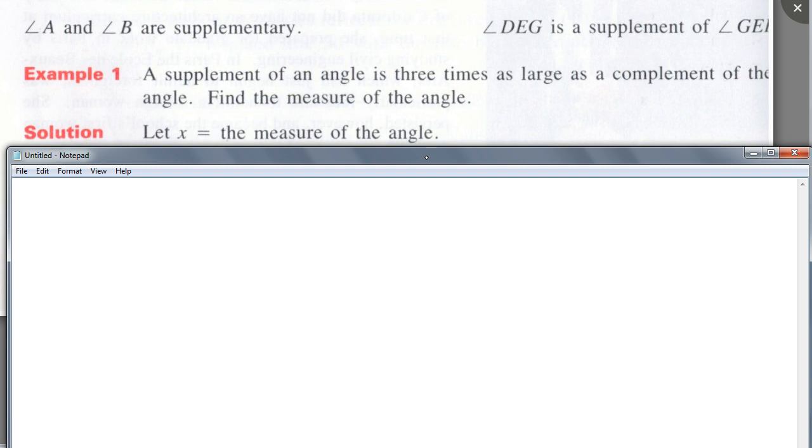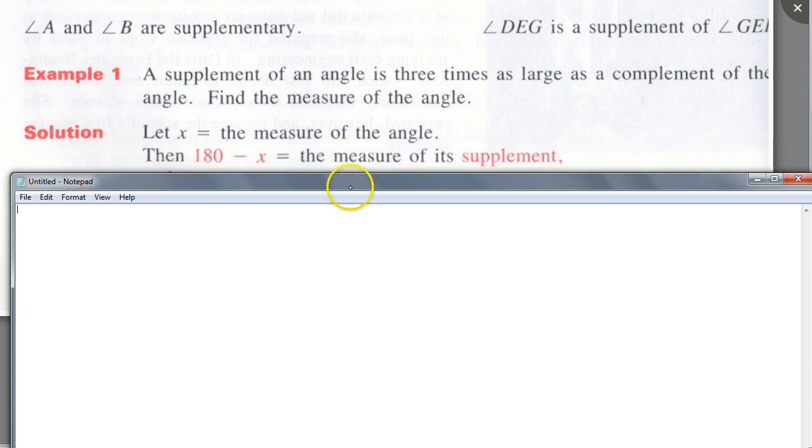Jet, what do you think? 3x? Not quite. What is that? What's that unknown? Not quite. 3x is not the supplement. What's the supplement of this x, Jet? If x is the measure of the angle, what has to be the supplement of that angle? You're right. The supplement of the angle is one of the unknowns. It's got to be 180. Then 180 minus x is the supplement.